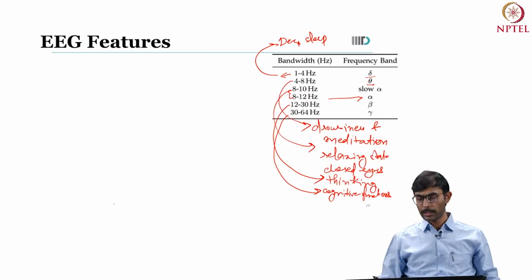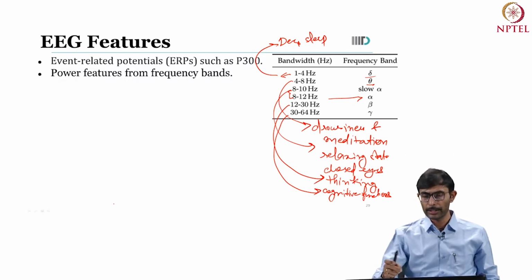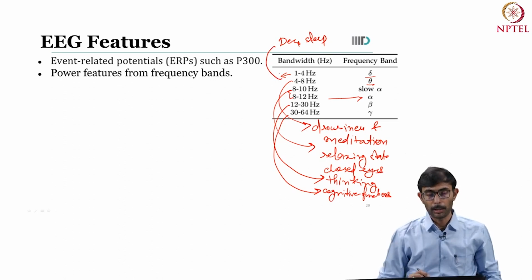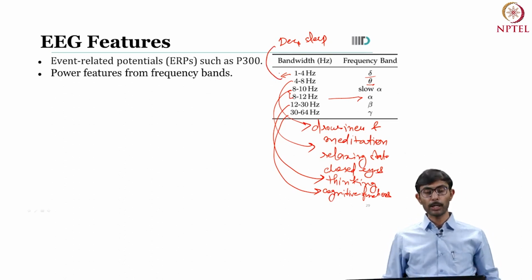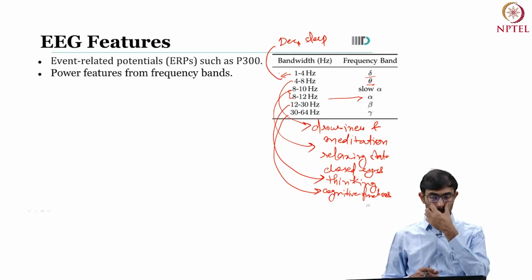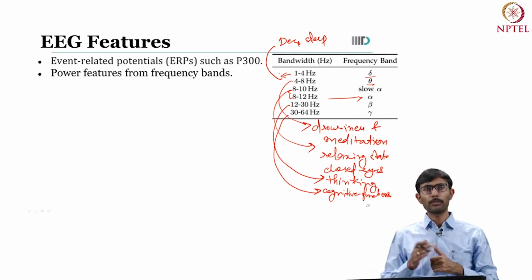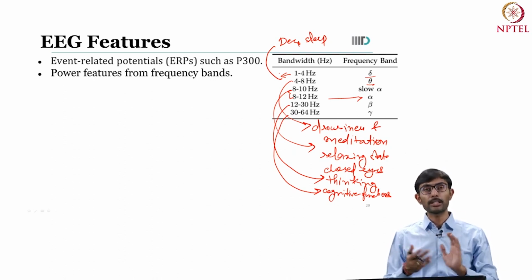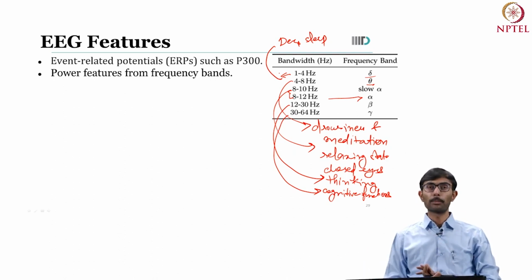Now apart from the frontal alpha asymmetry, there are other features that are very popular. Of course, again you have to understand this is a time series signal. So when you have a time series signal, you can do the analysis in the time domain, you can do the analysis in the frequency domain, you can do the analysis in the time frequency domain, and so forth.